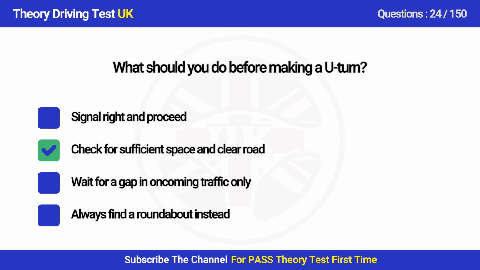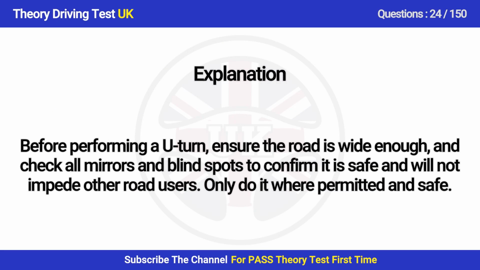Answer is B. Check for sufficient space and clear road. Before performing a U-turn, ensure the road is wide enough, and check all mirrors and blind spots to confirm it is safe and will not impede other road users. Only do it where permitted and safe.